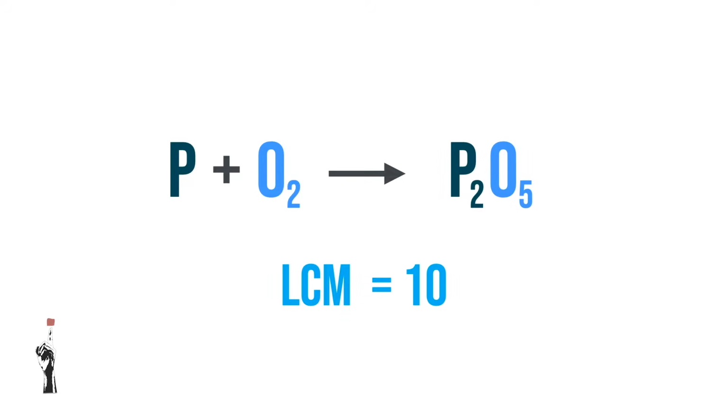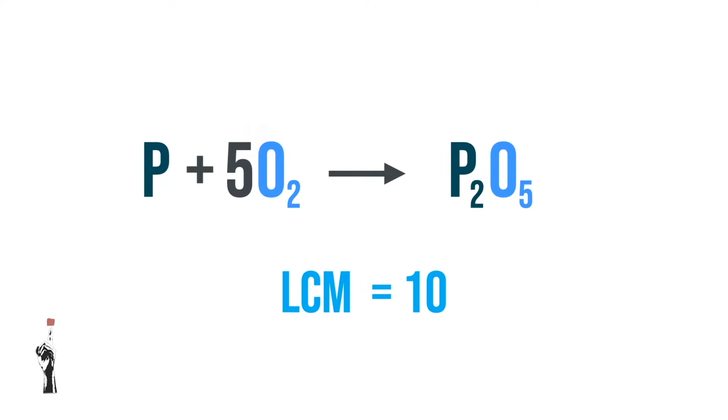So I know when I'm done with this equation, there will be 10 oxygen atoms on my left-hand side and 10 oxygen atoms on my right-hand side. Remember, we cannot add a subscript. We can only add large numbers in front of the elements or the compounds. If I were to add a big 5 in front of the oxygen on my left-hand side, I will have 10 oxygen atoms on my left, because 5 times 2 is equal to 10.